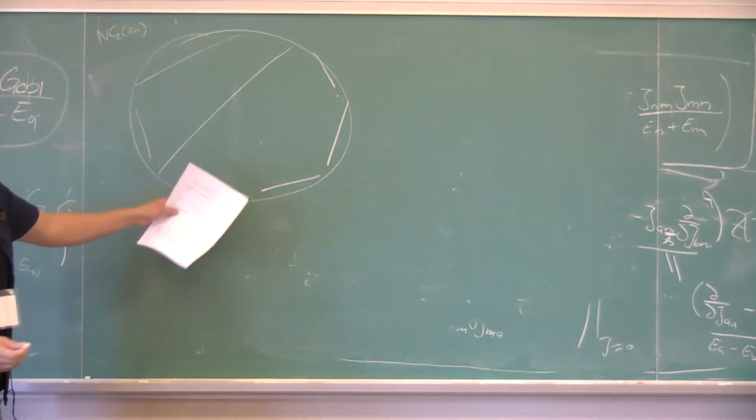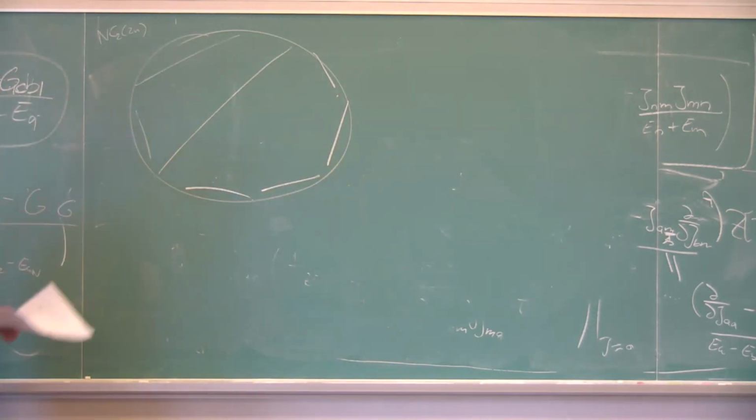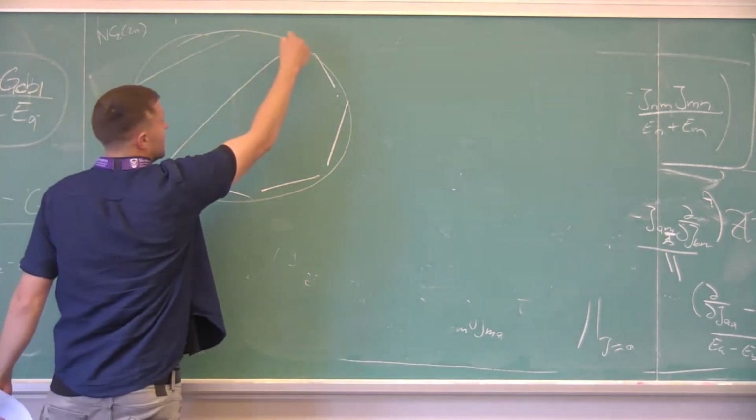Let's look at this. This is one example, right? Of a chord diagram, non-crossing diagram. This is given by, I don't know how many.